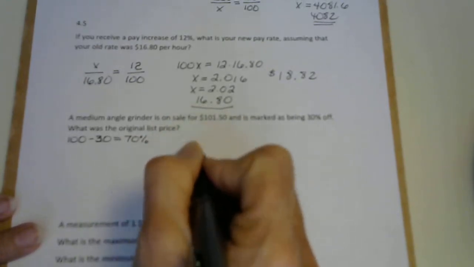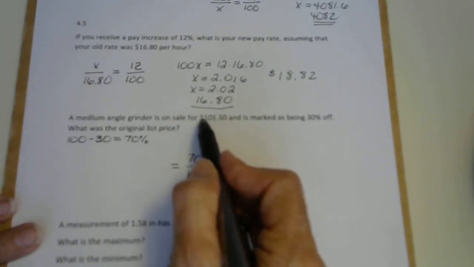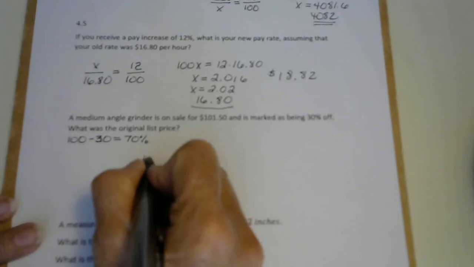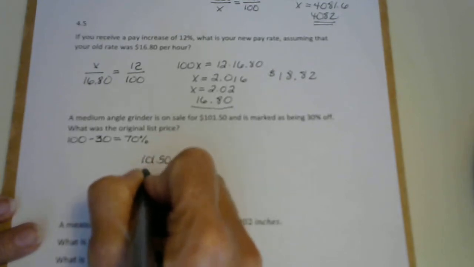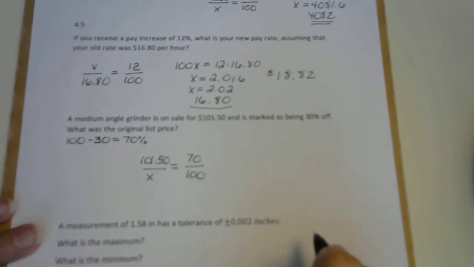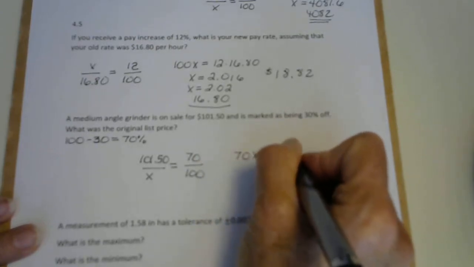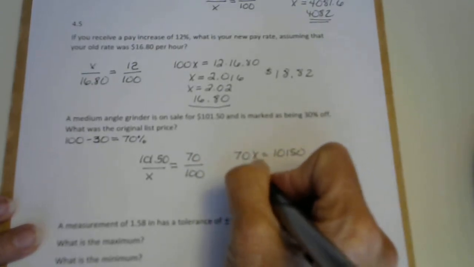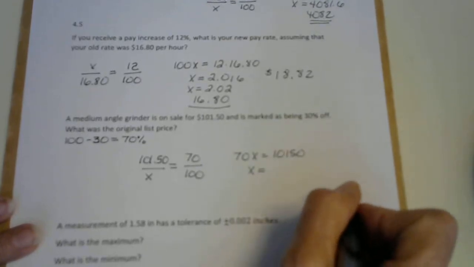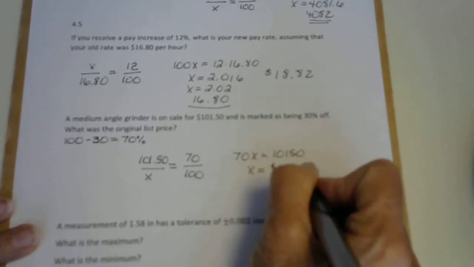So I'm going to set this up. The 70% is the sale price, which is 101.50 out of the unknown original price. So when I multiply these, 70x equals 101.50. I get an original price of $145.